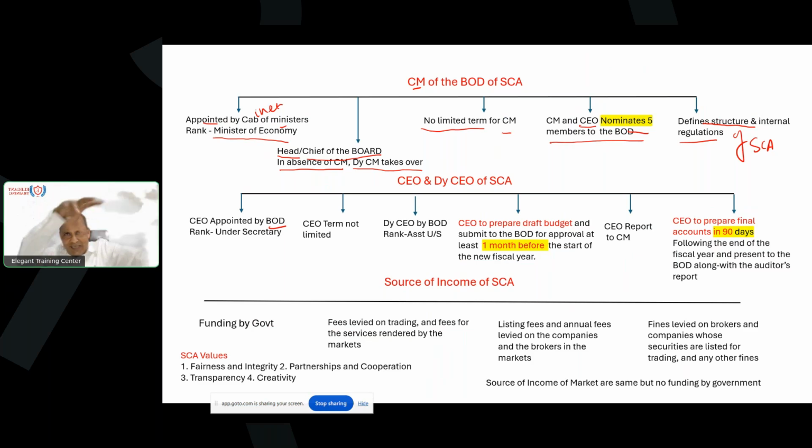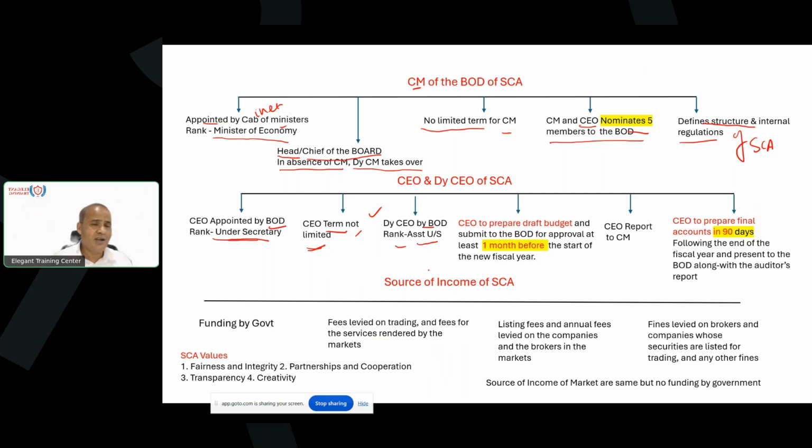So cabinet is up to the chairman and board. After that, chairman will do. So CEO appointed by whom? By the board of directors. Clear? And CEO rank is under secretary. That's a rank of CEO. Clear? CEO term also not limited because he's holding under secretary position in the government. So he also can change. So there is no specific term period for CEO. Then deputy CEO also appointed by board of directors, ranking assistant under secretary.